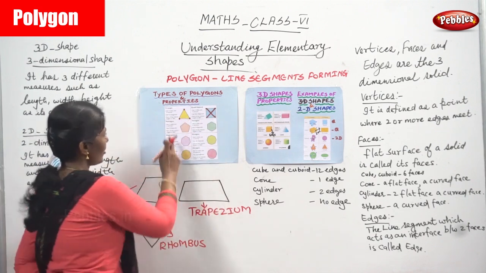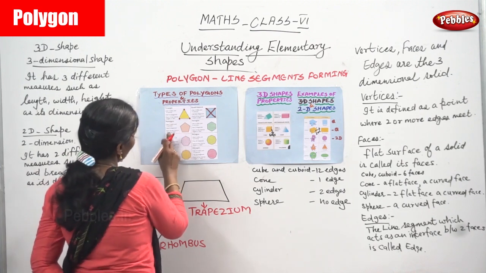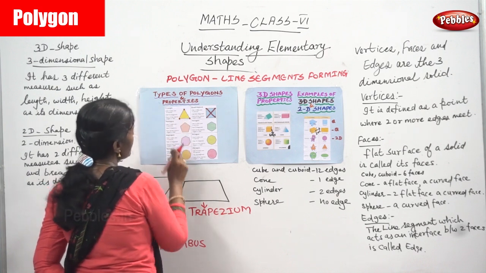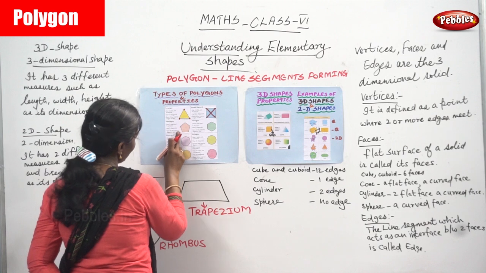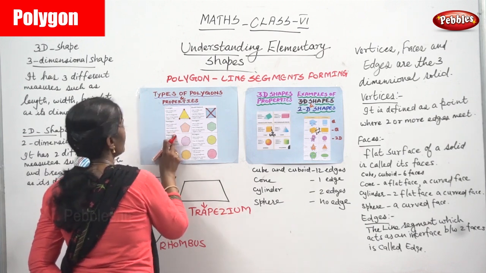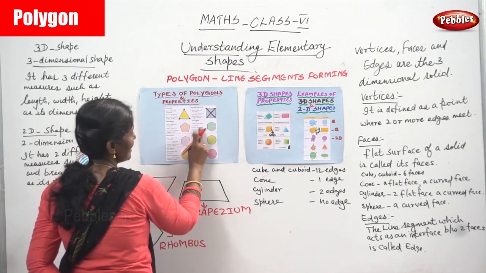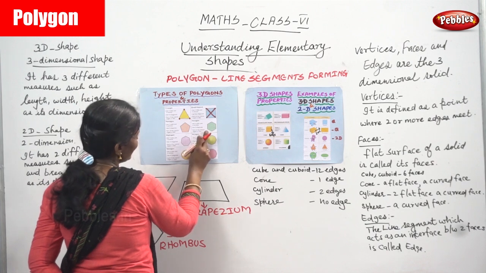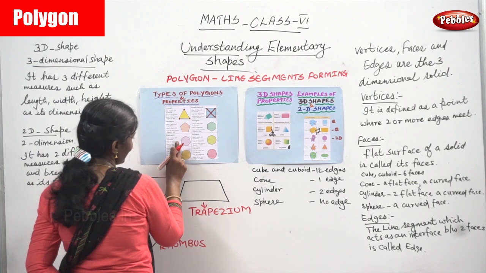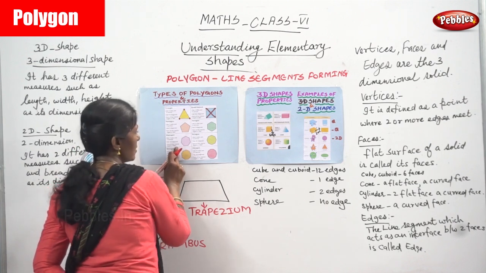Pentagon: it has 5 sides, 5 vertices and 5 diagonals. The sum of the interior angles is 540 degrees. Hexagon: it has 6 sides, 6 vertices and 9 diagonals, and the sum of the interior angles is 720 degrees. Heptagon: it has 7 sides, 7 vertices and 14 diagonals. The sum of the interior angles is 900 degrees.